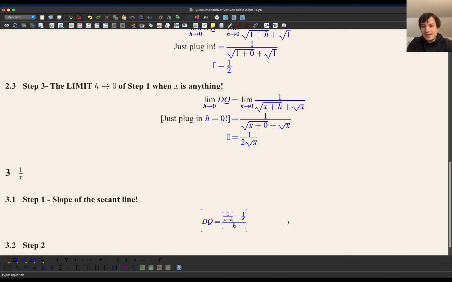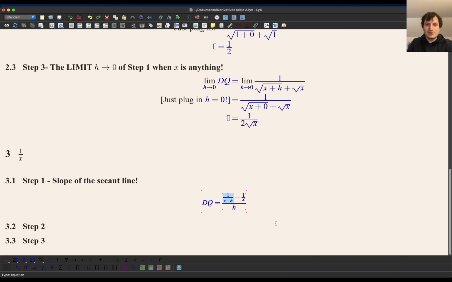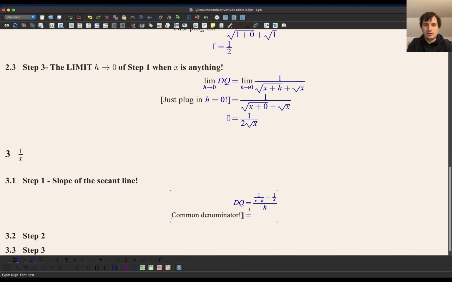How are we going to simplify this? Well, this is just fraction math. We have a bunch of fractions that we have to deal with. How do you subtract two fractions? You find a common denominator. So I'm going to common denominator them. And when you common denominator them, you get something. What do you get?